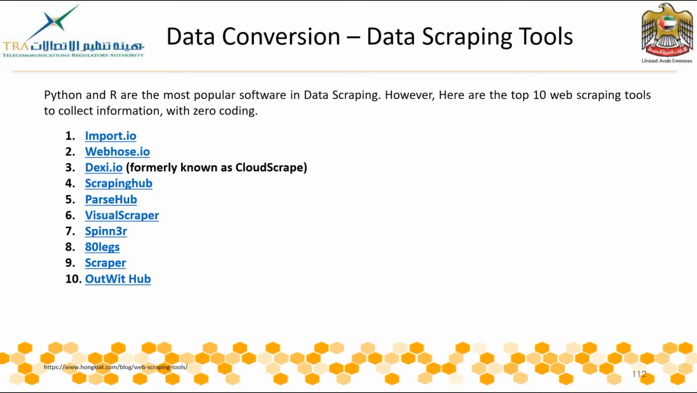Import.io, webhose.io, Dexi.io, which was formerly known as CloudScrape, ScrapingHub, ParseHub, Visual Scraper, Spinn3r, 80legs, Scraper, and OutWit Hub.